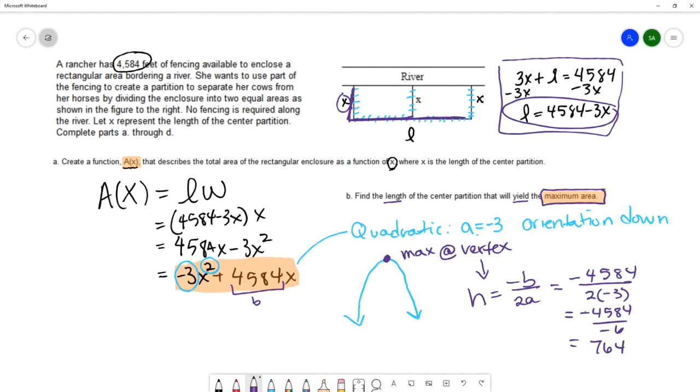So this is going to represent the value of the variable that's used in our function, and that happens to be the length of the center partition that we're looking for. So if our center partition is 764 feet, that will yield the maximum area.